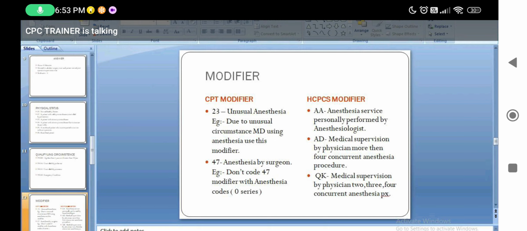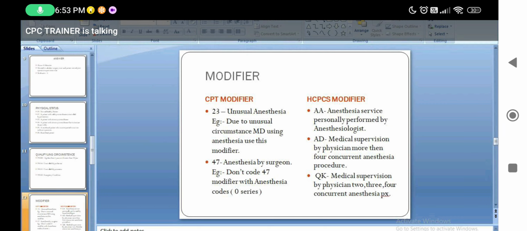For example, the patient met with a severe accident, so the patient has fractures in 6 locations. The anesthesiologist gives anesthesia to the patient, and with the help of that anesthesia, the provider performs all 6 procedures continuously. Now you have to use the AD modifier.